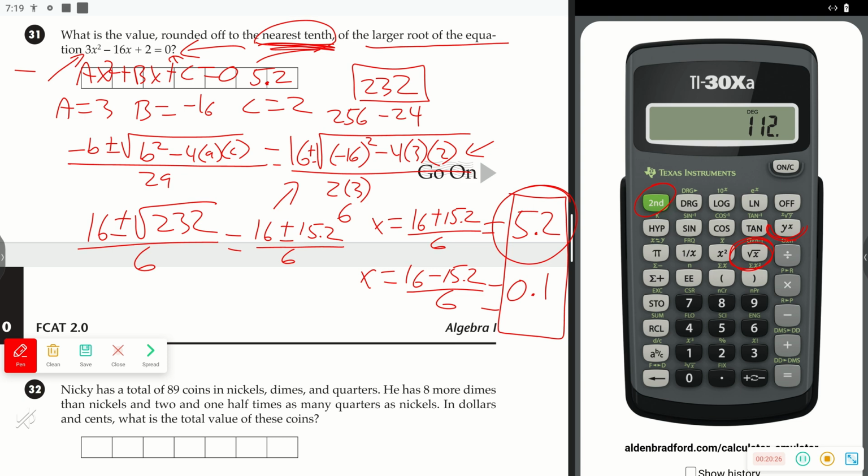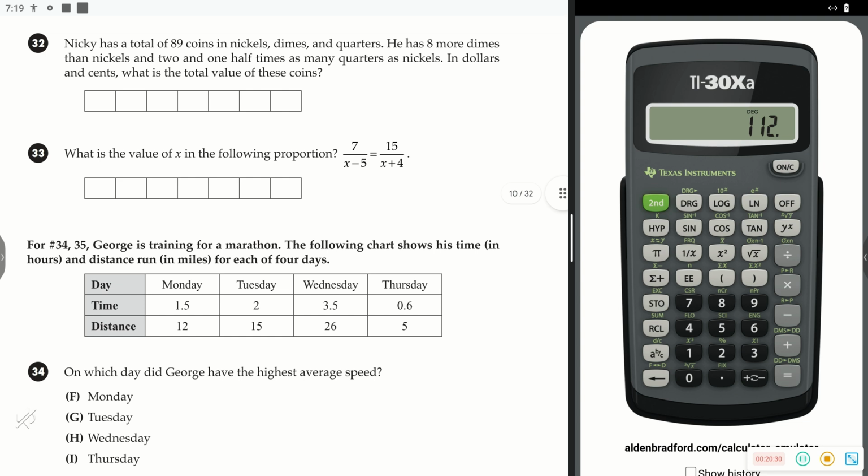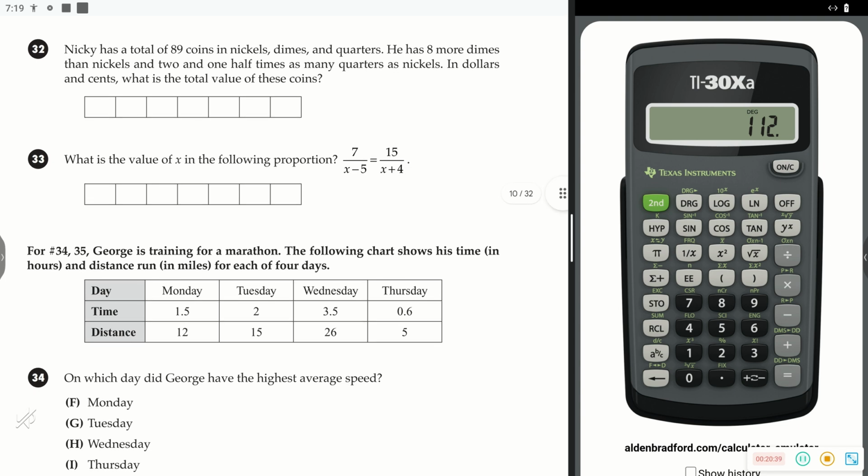All right. Close out of that. Number 32. I don't know how much room I have for this one. We'll just solve this one quick. This one's a little bit confusing, but it's actually not super hard. So it says Nicky has a total of 89 coins in nickels, dimes, and quarters. He has 8 more dimes than nickels and 2 1/2 times as many quarters as nickels. In dollars and cents, what is the total value of coins?